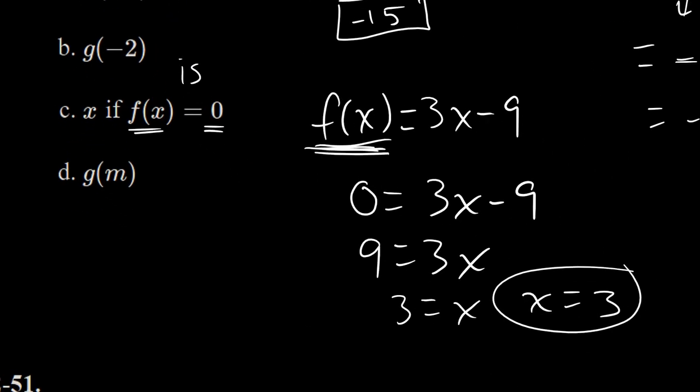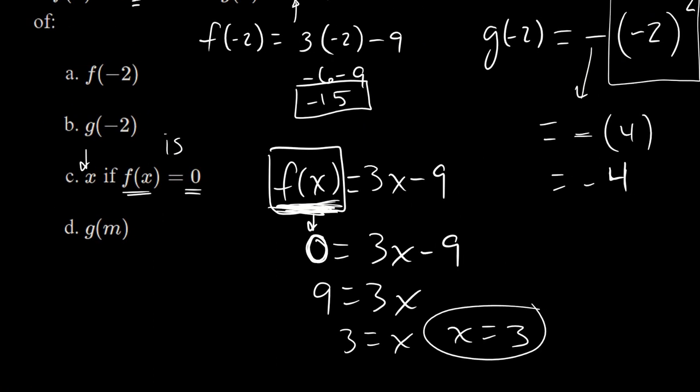This one you could almost kind of look at and see, but I want you to pay attention to that technique. If you're given what the output is, it says find x if the output is 0. Notice I just said, okay, the output is 0. I put it here because f of x represents the output. I put 0 there and then solved for x.